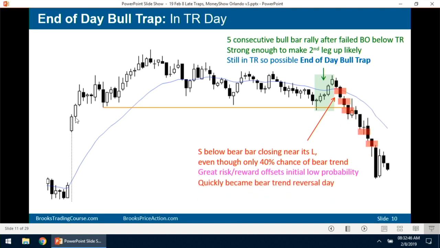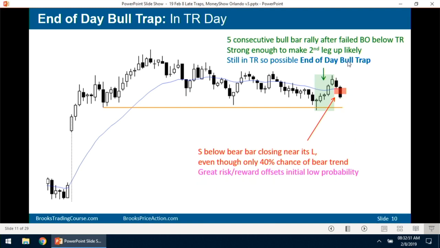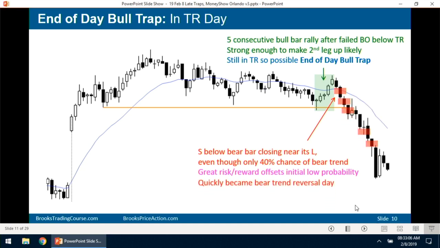We ended up reversing. So gap up, bull trend, trading range. The bulls wanted trend resumption up, so they wanted leg 1 sideways, leg 2. Instead, we got leg 1 sideways and then reversal down. And the key is bear bars closing near their lows. Bears will start to sell, bulls will give up, and you can get a swing down.